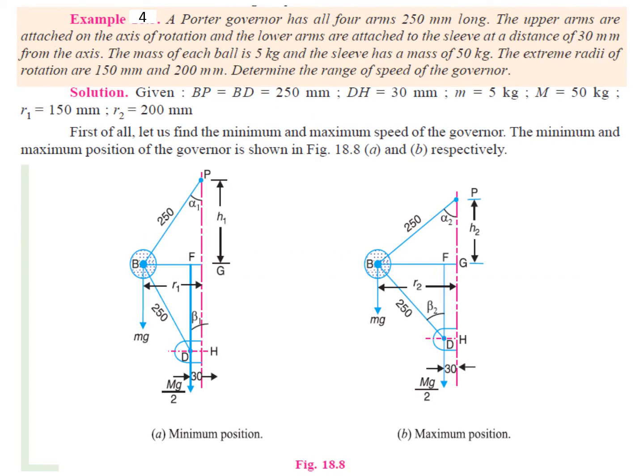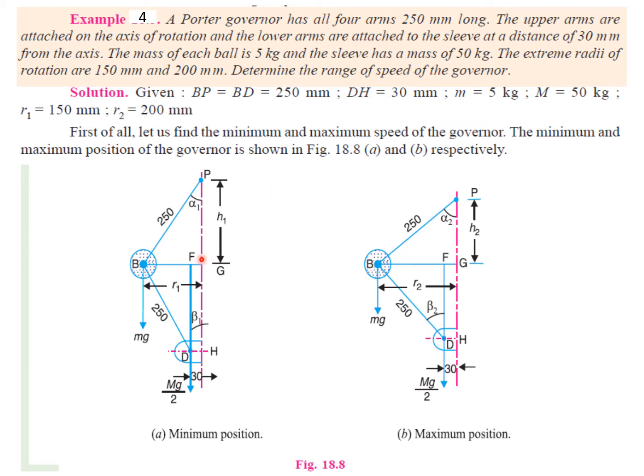We'll go for the next problem. So in this problem, a Porter governor has all four arms 250 mm long. The upper arms are attached on the axis of rotation and the lower arms are attached to the sleeve at a distance of 30 mm from the axis. The mass of each ball is 5 kg and the sleeve has a mass of 50 kg. The extreme radii of rotation are 150 mm and 200 mm. Determine the range of speed.